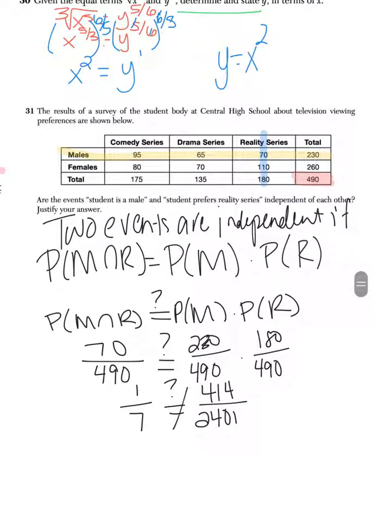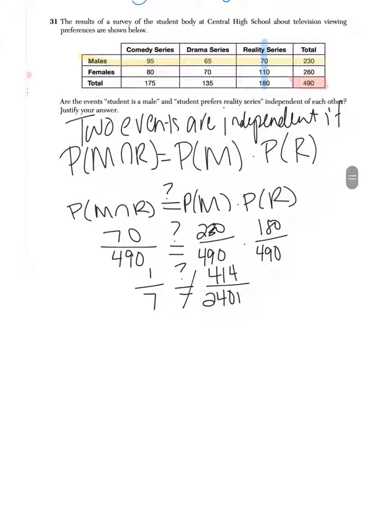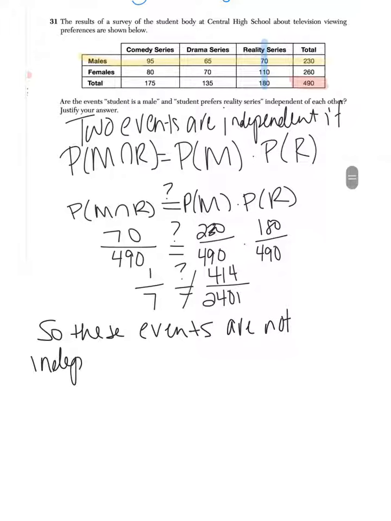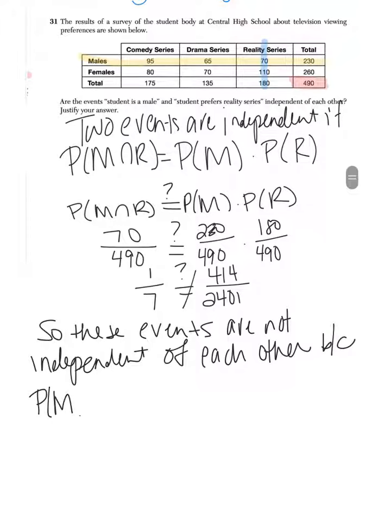These are not equal to each other. So we would say, you have to answer the question. You can't just show this work up here. So these events are not independent of each other because the probability of M intersect R is not equal to the probability of M times the probability of R.